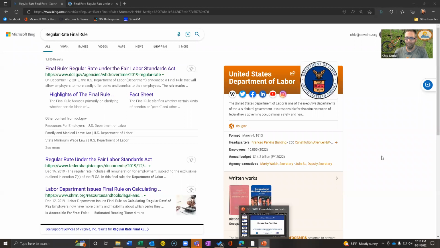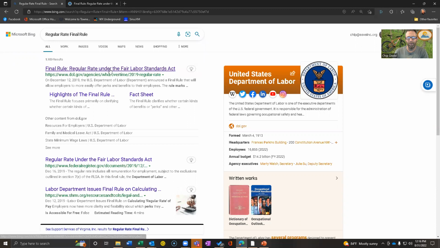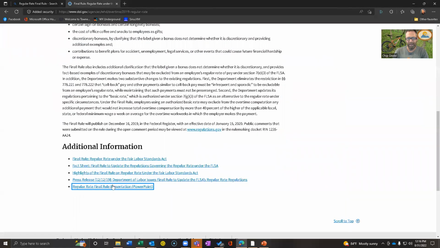Okay, first up, all I did is I went in and I Googled regular rate final rule. That pops up the Department of Labor's website right here, final rule, regular rate under Fair Labor Standards Act. When I clicked on that, it took me to this page. If you scroll down, it takes you to this regular rate final rule presentation. This is going to give you the exact information from the Department of Labor I used to build the spreadsheet I'm going to be showing you in just a minute. Here's that presentation, just so you know.